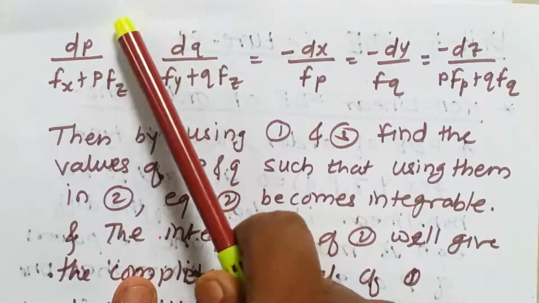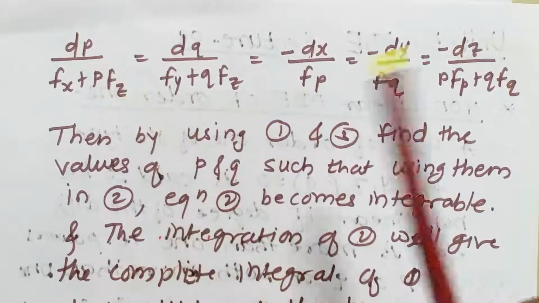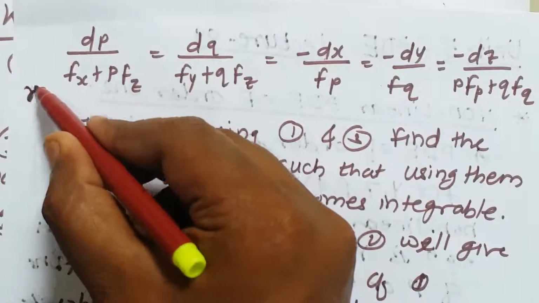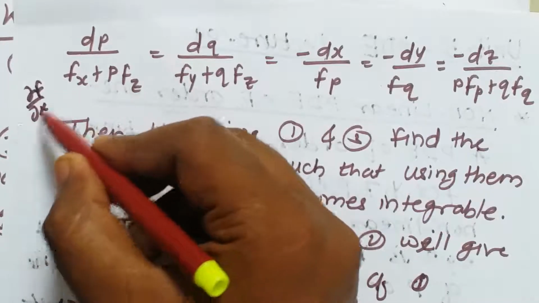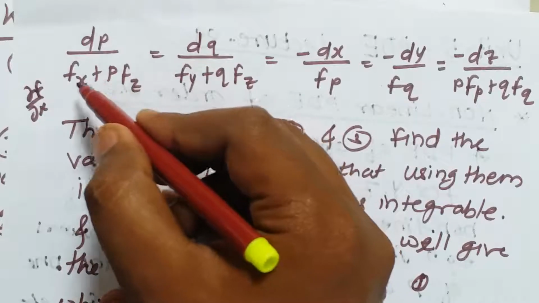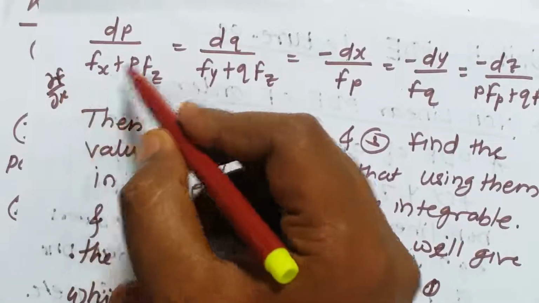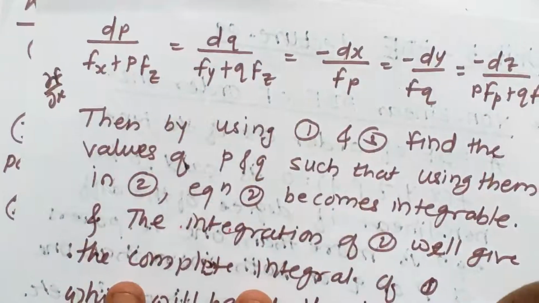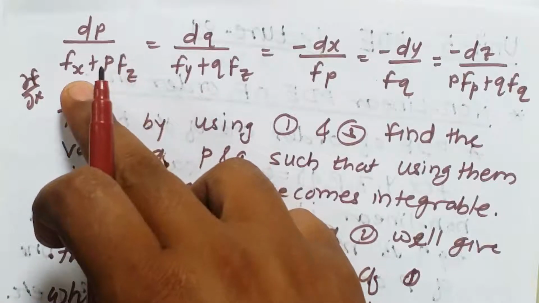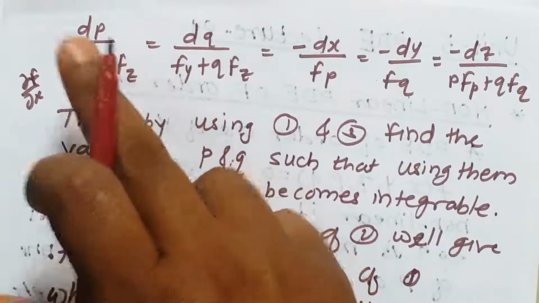Okay, so the ratios are dp upon fx plus p fz. The meaning of fx is the partial derivative of f with respect to x, so you can simply denote it del f by del x. Instead of writing all these derivatives, I have used a short form notation so that it will be easy to memorize. Such notations we can use for partial derivatives. Fine. So the first ratio is dp by fx plus p fz. Fz is the derivative of f with respect to z. F is your given relation.